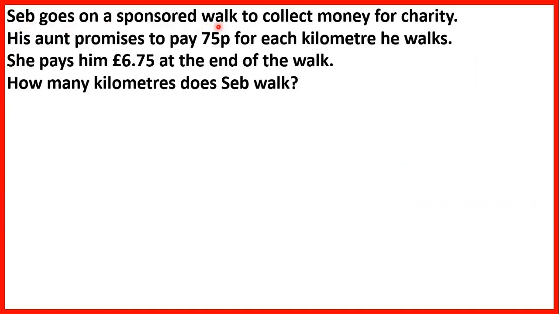Seb goes on a sponsored walk to collect money for charity. His aunt promises to pay 75 pence for each kilometre he walks. She pays him £6.75 at the end of the walk. How many kilometres does Seb walk? So we need to divide £6.75 by 75 pence. And the easiest way to do that is to count up in steps of 75 pence until we get to £6.75.